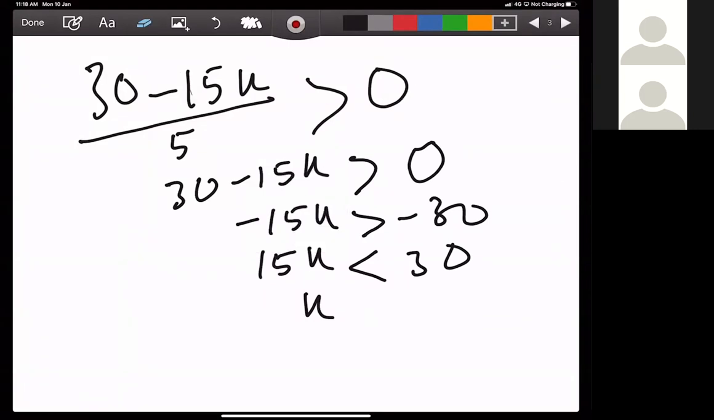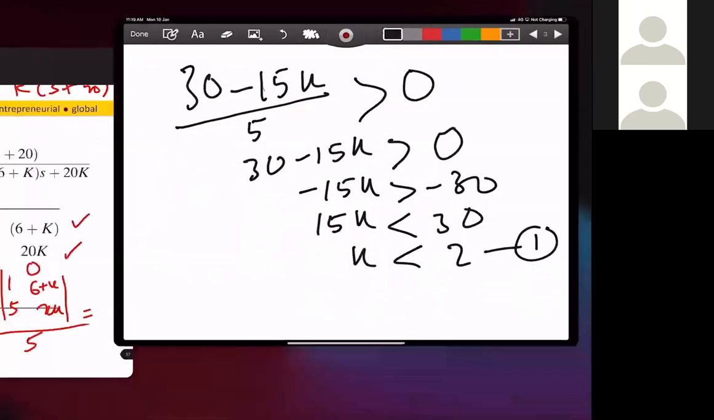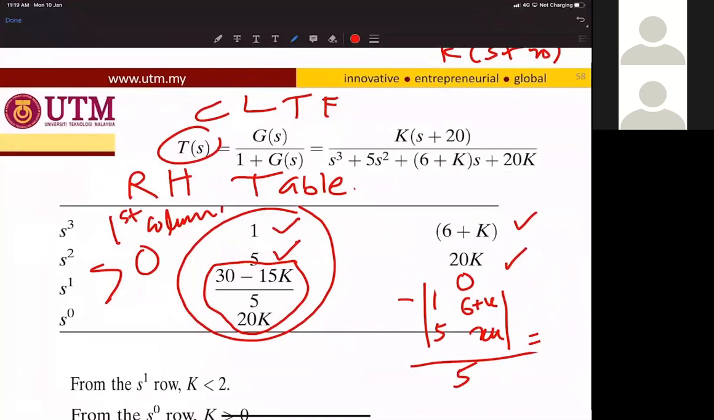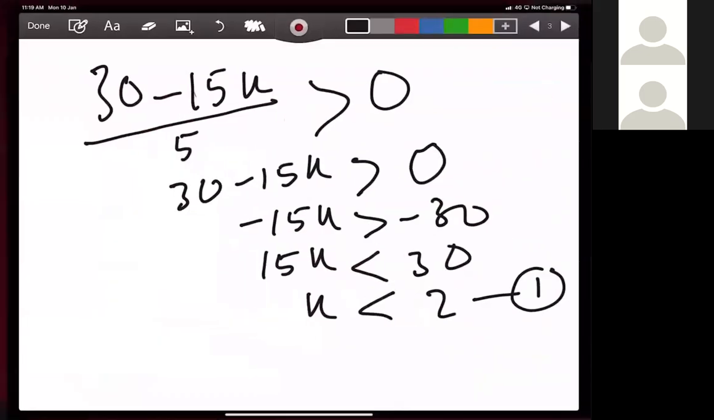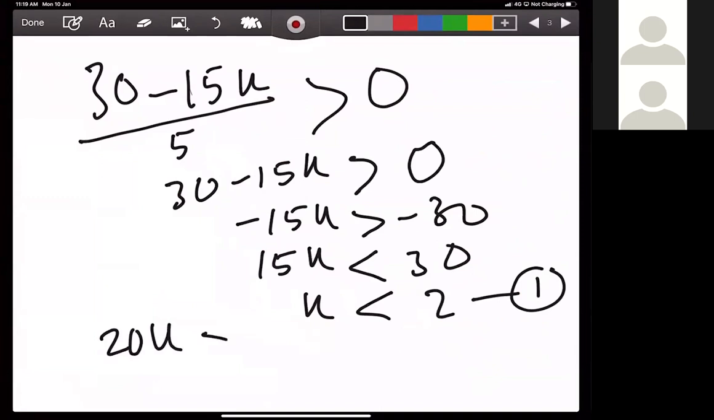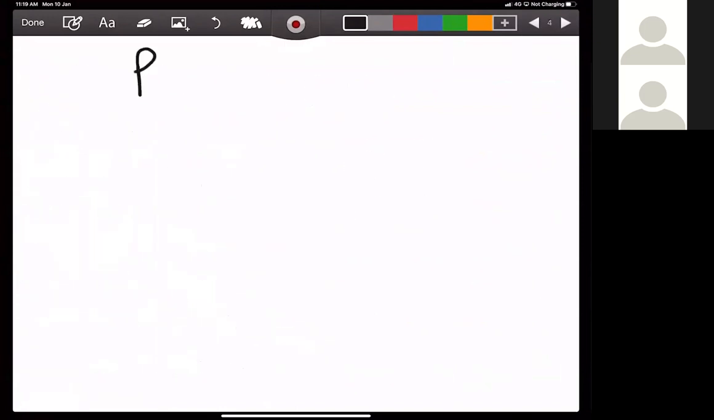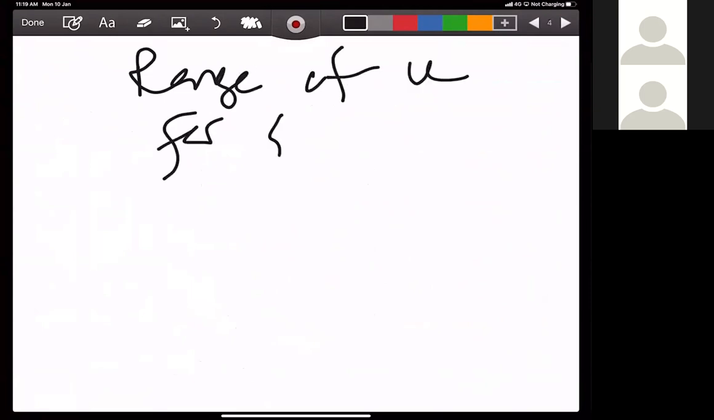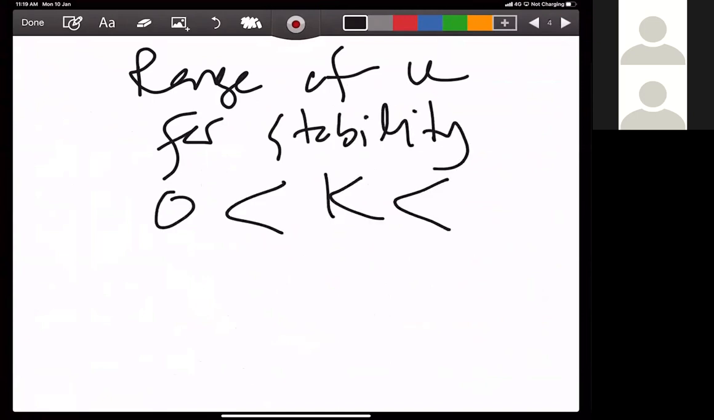Two. Go ahead. Equation 1. The second one, 20K greater than 0. Correct. So what is the range equation? K between 0 and 2.